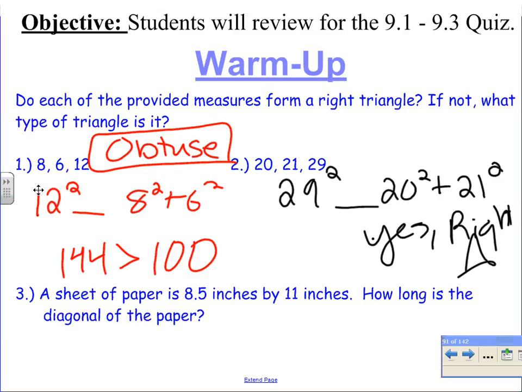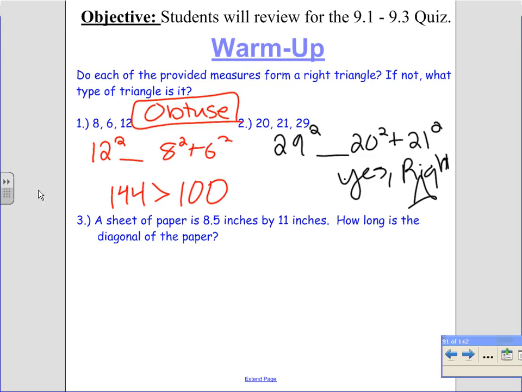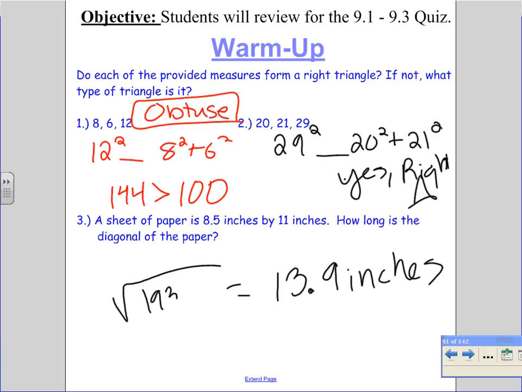Okay, number 3, what did you guys get for the hypotenuse? That's what you had to solve for here. It asked you for the diagonal. Kevin? 13.9 inches. Okay, good. 13.9 inches. Did anyone leave it as the square root? You didn't have to. Peyton? Good job. So you can leave it as either of those answers. If you rounded it to the nearest whole number, that is fine as well. Camille?